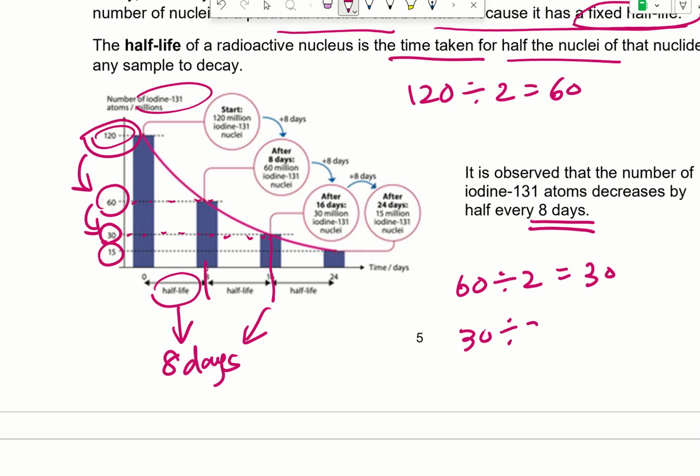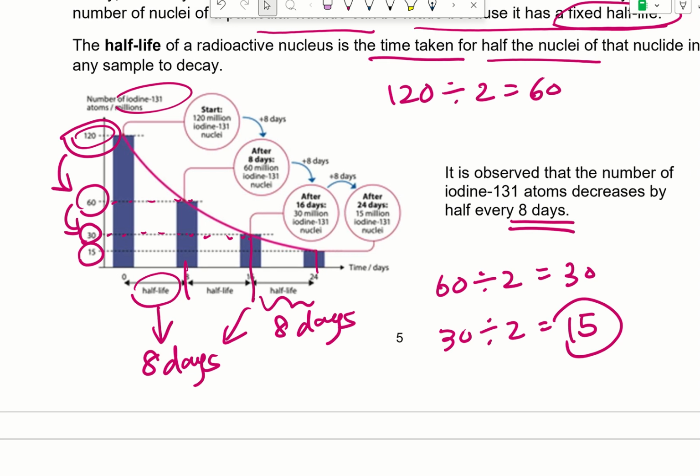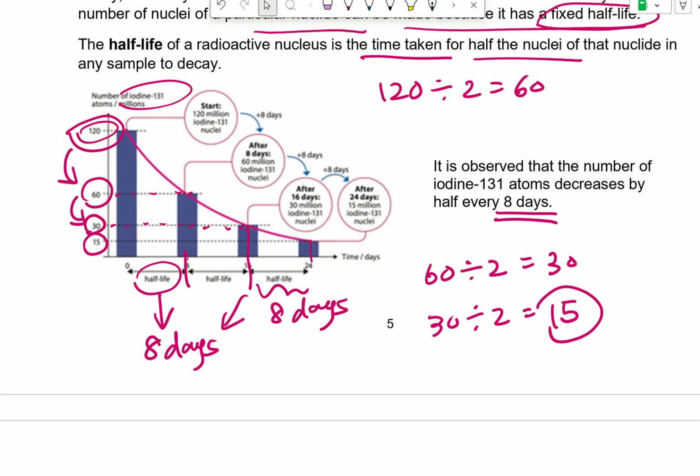At 30, again divide by 2, I will get 15 million. That means if I check the number of atoms left, there should only be 15 million. And true enough, the half-life is still 8 days. So this is how I get the half-life, 8 days. And half-life is actually the time taken.